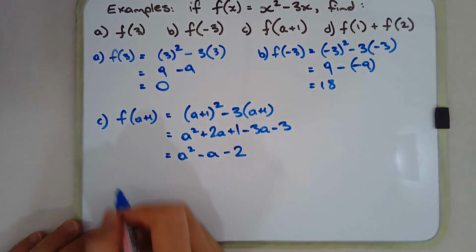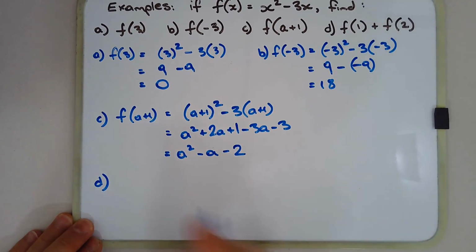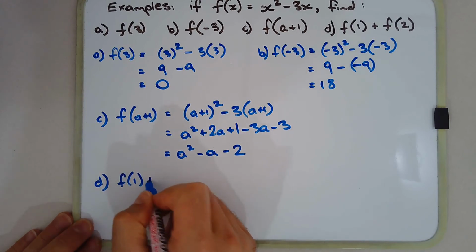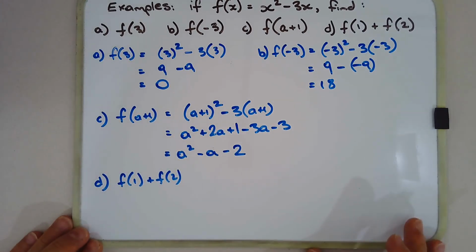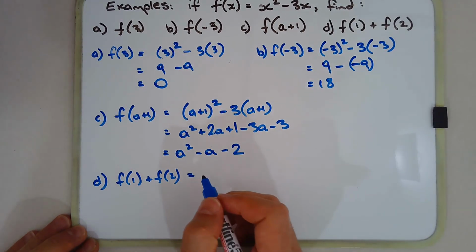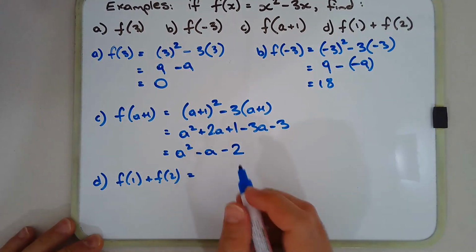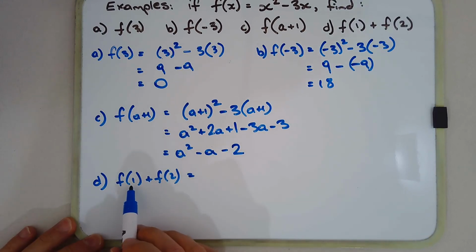And last one. All right. We've got f of 1 plus f of 2. Okay. We can evaluate these separately, or just evaluate them all on the same line. So it doesn't matter. As long as you use the brackets wisely, you're not going to make silly mistakes here. All right. So x squared minus 3x, and we're going to substitute 1 in there to work out what the value of the function is.